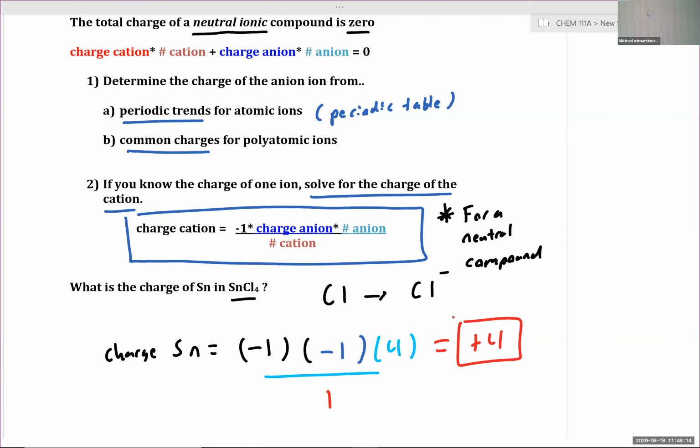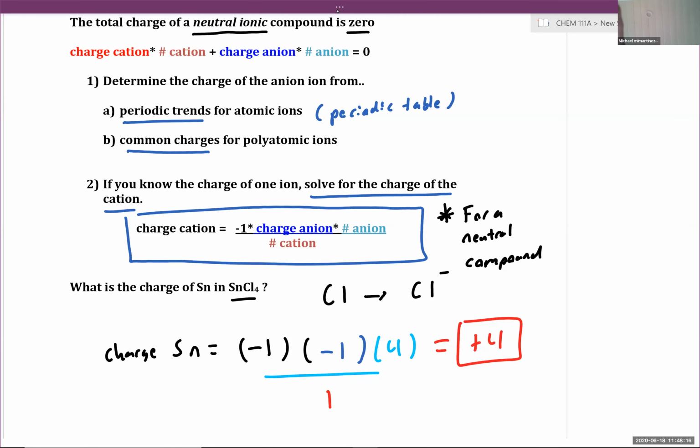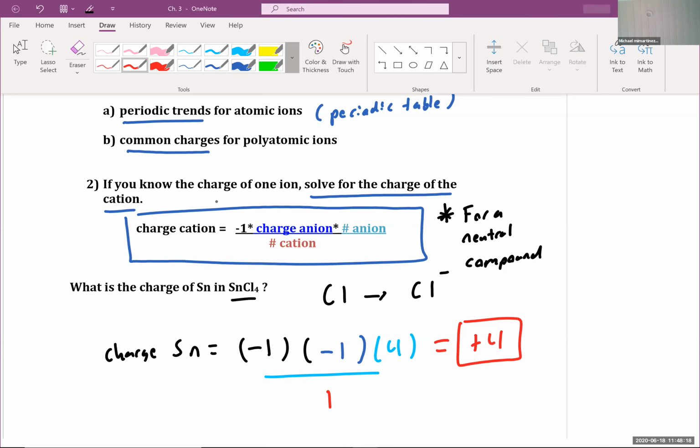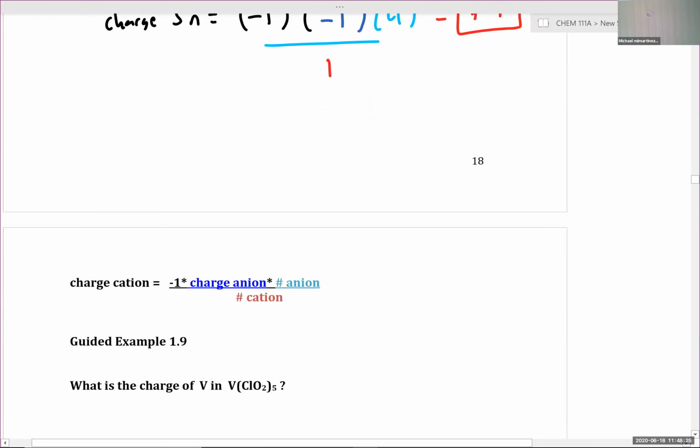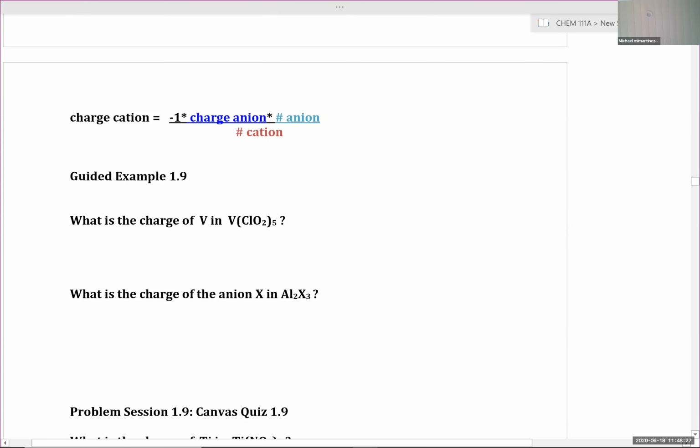Does this process make sense to everyone? Any questions so far on this process? If not, let's continue on now, and let's do a few guided examples.